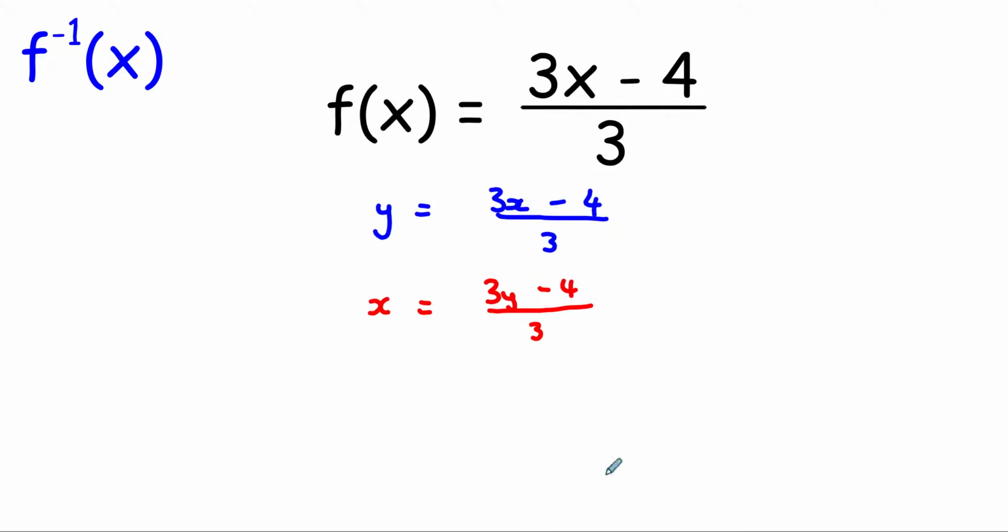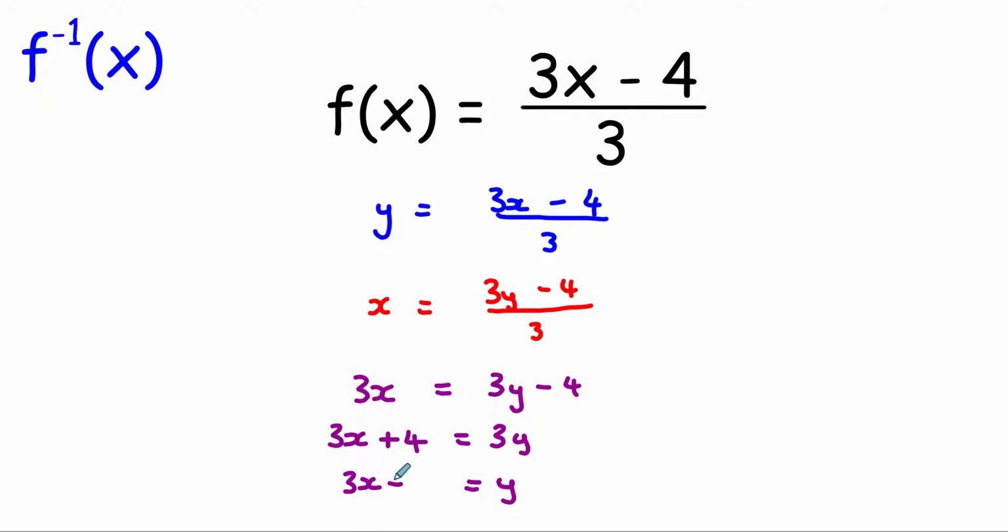So what I will do is I'll take the 3 over first, so it's a multiply, so I get 3x, and then I will take the minus 4 over to the other side, so it inverses to give me a plus 4. And to make y the subject, I then take this multiply by 3 and bring it over to the other side, and then it inverses to give me a divide by 3. So my inverse function is f minus 1 of x is equal to 3x plus 4 over 3.